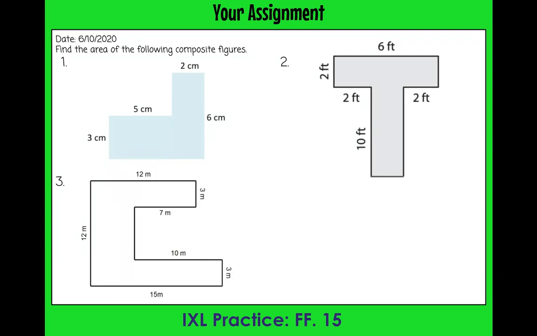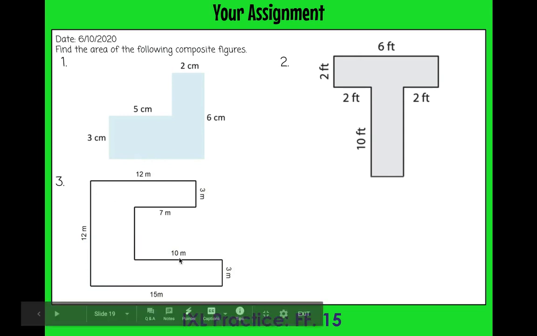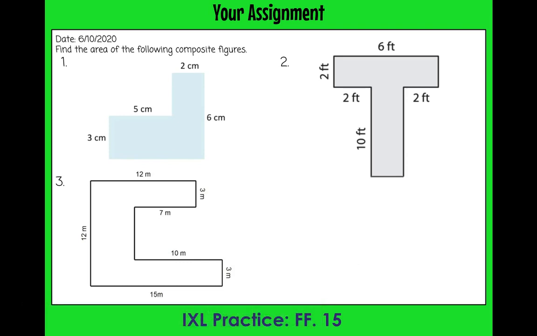I've got 3 of them right here. I couldn't fit them all in. I wanted to make sure you guys had enough room. We've got 1, 2, and 3. I know it's really tricky because we don't have a handout to give you to help you solve these. But if you can draw them and label them, just take your time. You got lots of time. Today's lesson was a little bit shorter. Follow the steps and find the area for each one of these composite figures. And your IXL practice is FF15. If this is tricky, go back and watch it again.